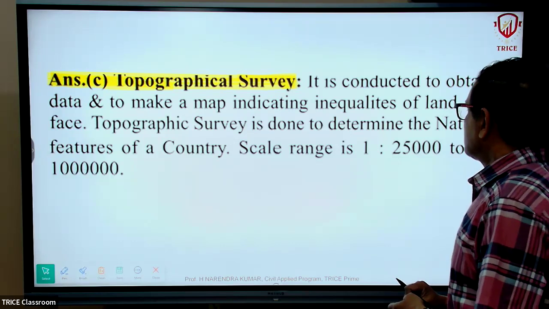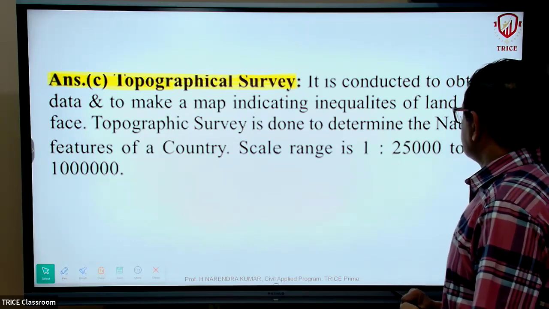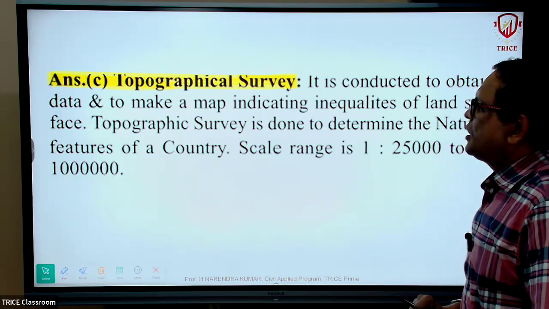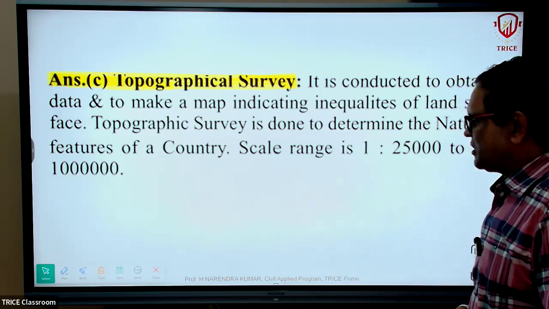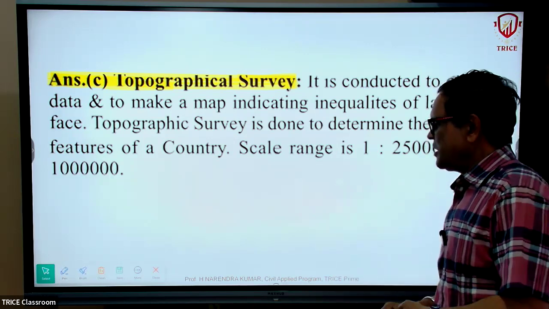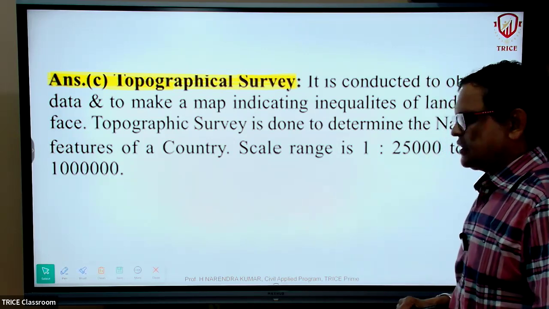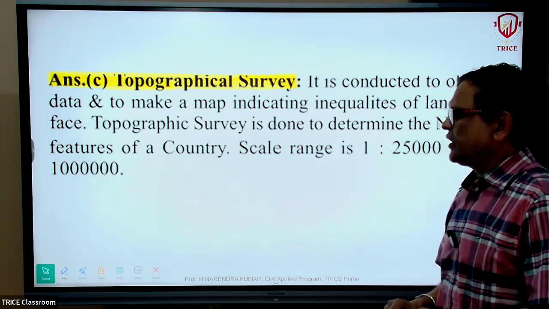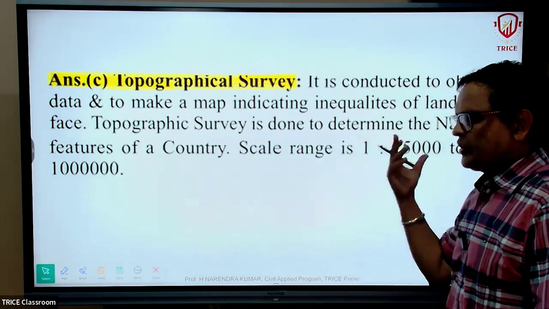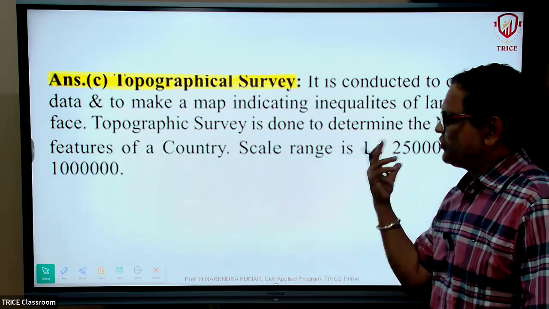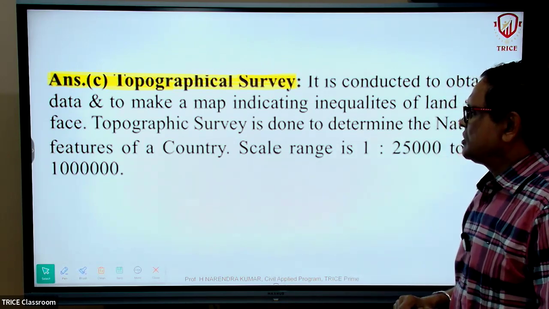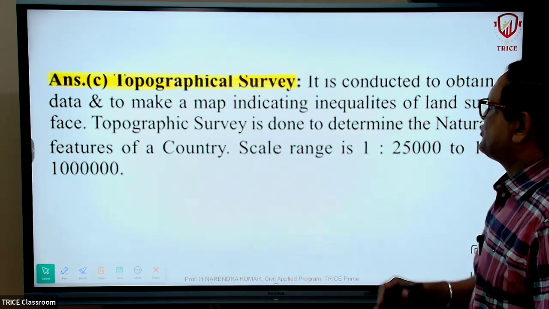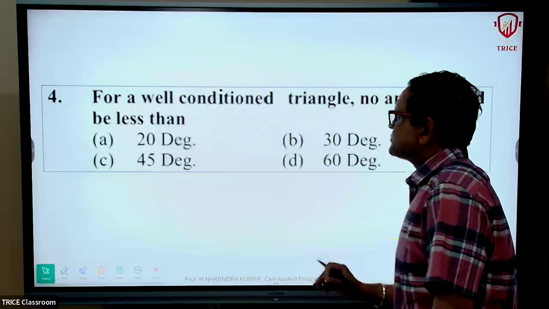Scale ranges from 1:25,000 to something like 10 lakh. For example, for a small area it will be around 1:25,000. If you take a greater area, then it will be 1:2,50,000, 1:5 lakh, or sometimes it goes up to 1:10 lakh also. So the range is very large for topographical surveys.